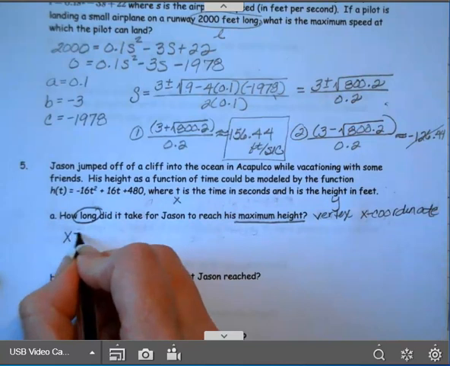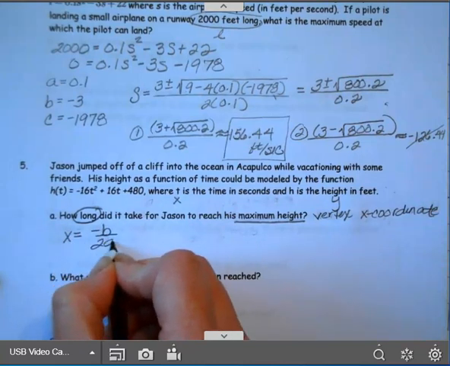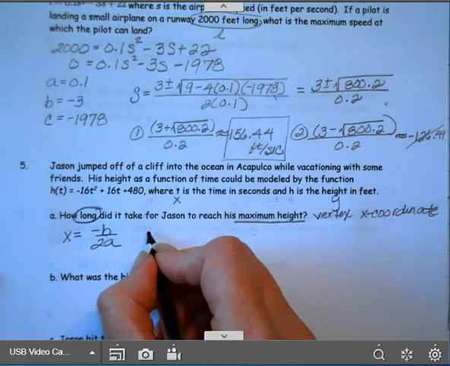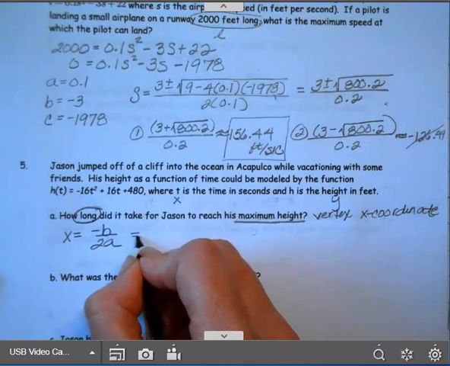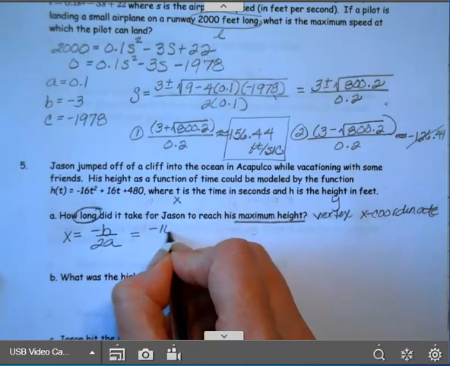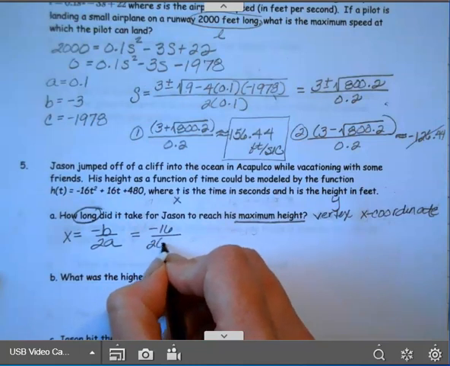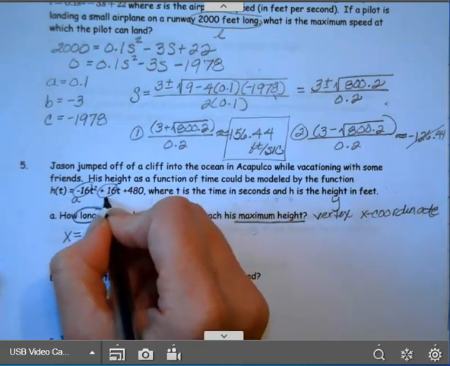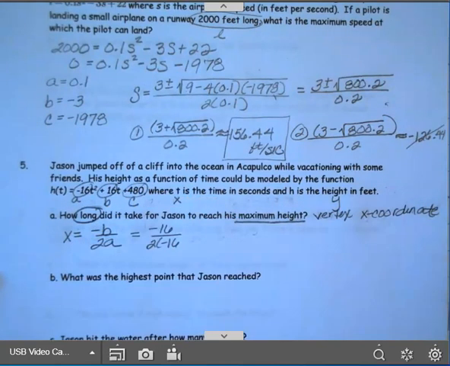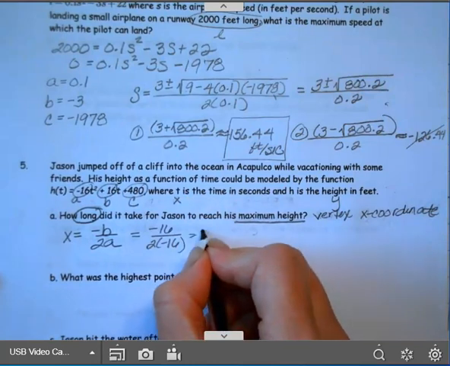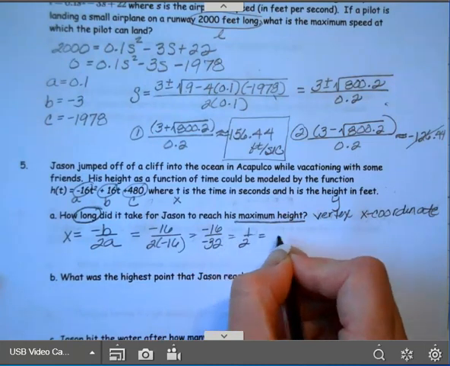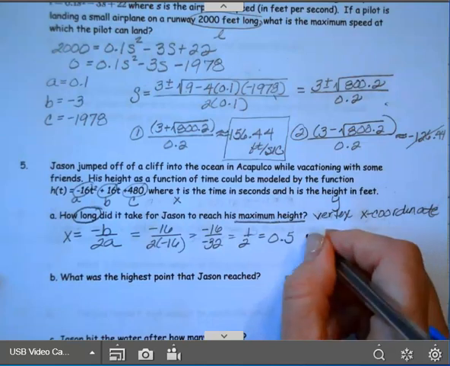The formula is x equals negative b over 2a. In this case, that x is going to be our time, though. So our time, we'll do negative b, so it's going to be negative 16 over 2 times a. And if you look up here, negative 16 was a, positive 16 was b, and 480 was c. That's going to be negative 16 over negative 32, which is 1/2 or 0.5. And that is in seconds.